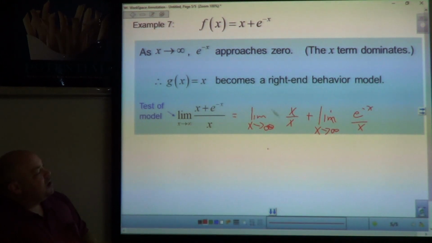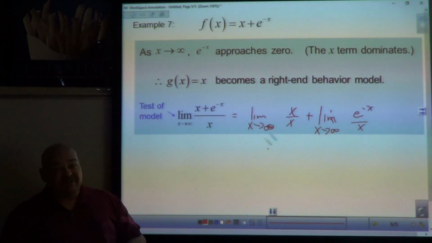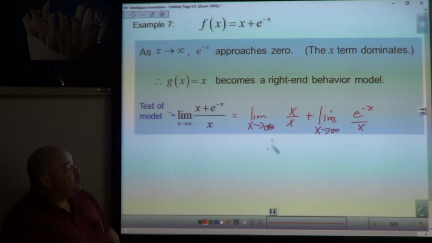We don't need to rewrite that. What's x over x? That's going to simplify down to 1. And what's the limit as x approaches infinity of just 1? Well, that part's going to be 1.